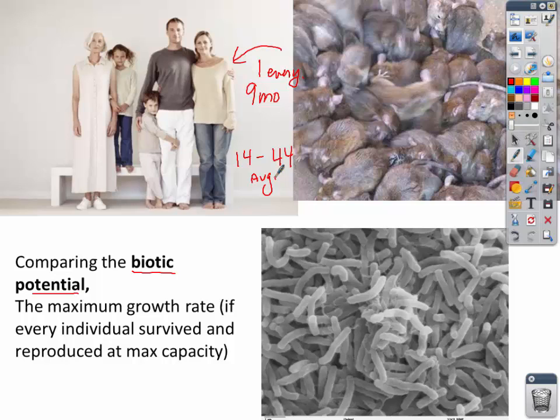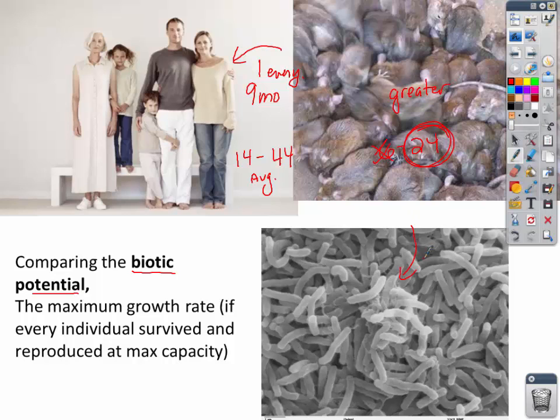But now let's compare that to some other species. So if we compare that to rats, for example, a litter of rats can be anywhere between 6 and 24. So let's look at the maximum potential any litter of rats can have. So rats can give birth to 24 babies. Let's say they all survive and all those 24 reproduce. You can see that rats have a greater biotic potential than humans.